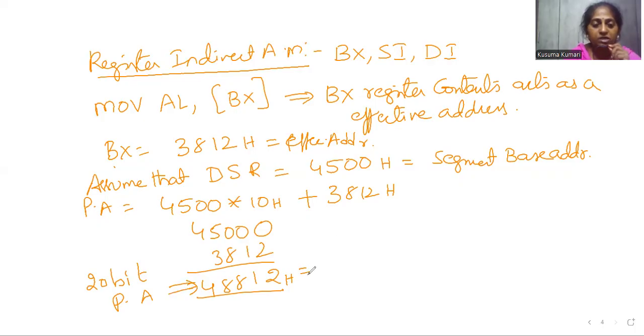With this 20-bit physical address, the microprocessor identifies one memory location. In this particular memory location, for example, 75 hexa data is available, because in each memory location 1 byte of data is available. This 75 hexa number is transferred to the AL register.